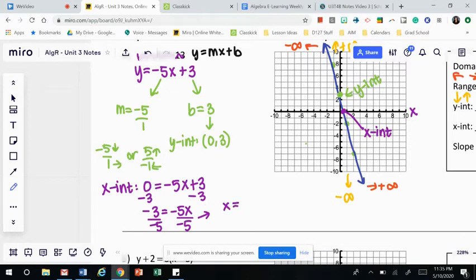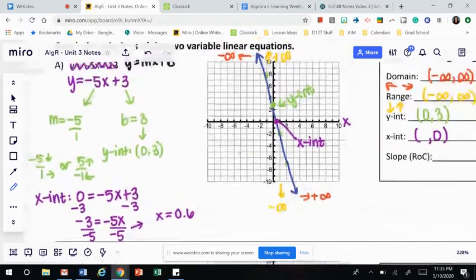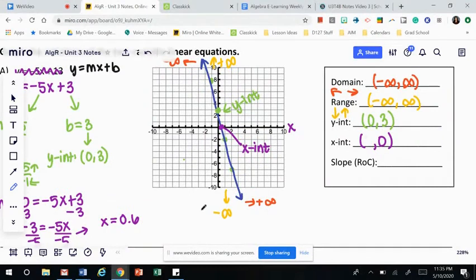So x is equal to negative 3 divided by negative 5, which we get 0.6. So that looks good. That's where my graph is crossing the x-axis. Okay, and finally, we can't forget about our rate of change, our slope, which we knew from the original equation, which is negative 5 over 1.